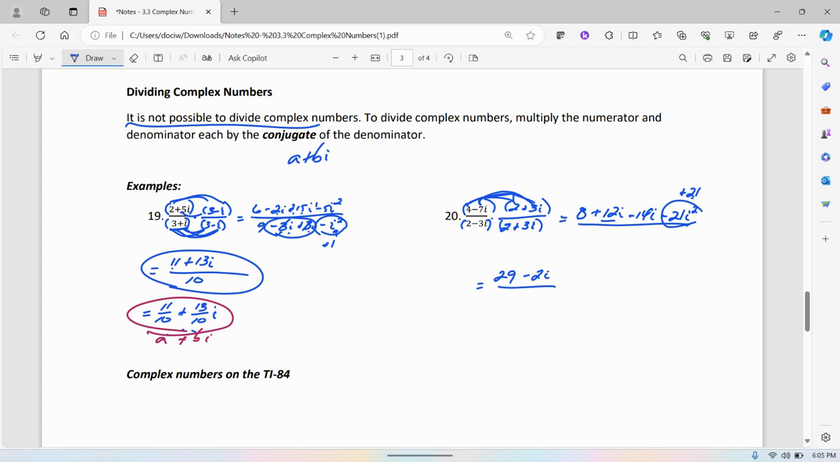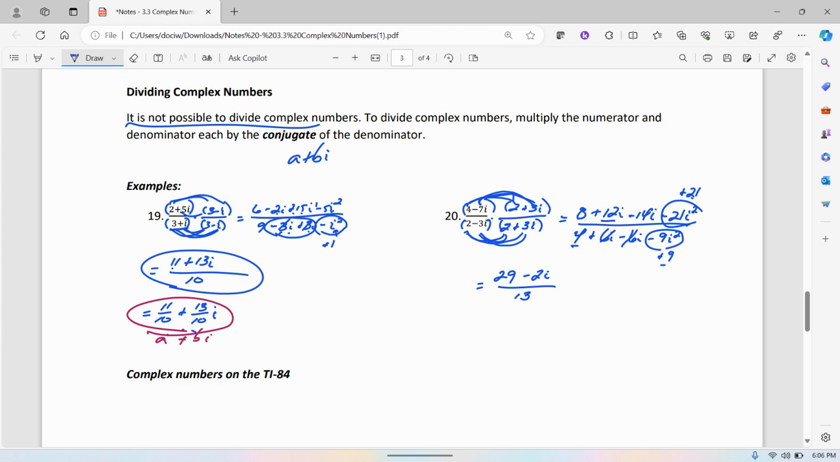Let's go back and take care of the denominator. 2 times 2 is 4. 2 times a positive 3i is a positive 6i. Negative 3i times 2 is a negative 6i. Negative 3i times 3i is a negative 9i squared. Again, notice that the 6i minus 6i, those cancel. You set it up that way. You designed it that way. That should happen. Negative 9i squared is a positive 9. 4 plus 9 is 13.